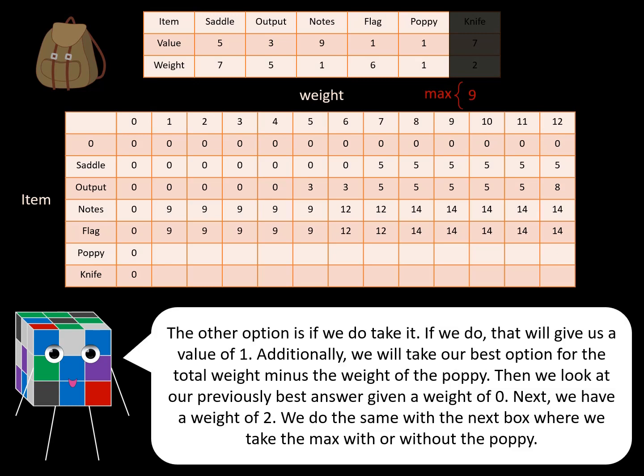If we do, that will give us a value of 1. Additionally, we will take our best option for the total weight minus the weight of the poppy. Then we look at our previously best answer given the weight of 0. Next, we have a weight of 2. We do the same with the next box where we take the max with or without the poppy.